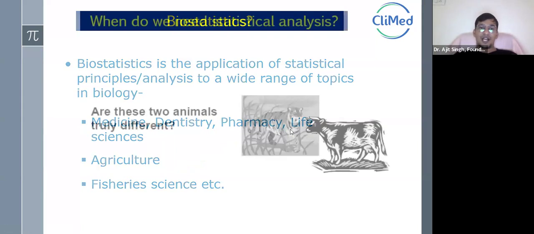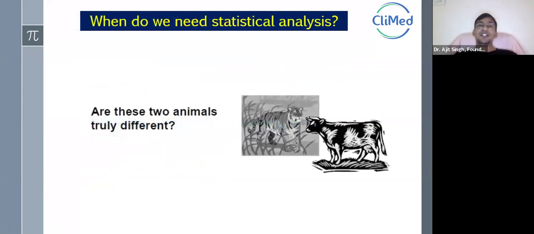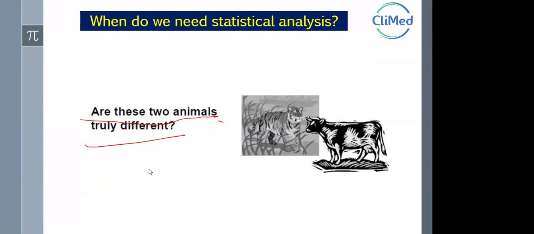Now see why exactly we need the analysis. First of all, we learned about statistics: what it is, how it works, how it helps. Now, why exactly do we need statistical analysis? See, are these two animals truly different? Can someone answer? Open your mic and tell me, can you recognize these two animals?